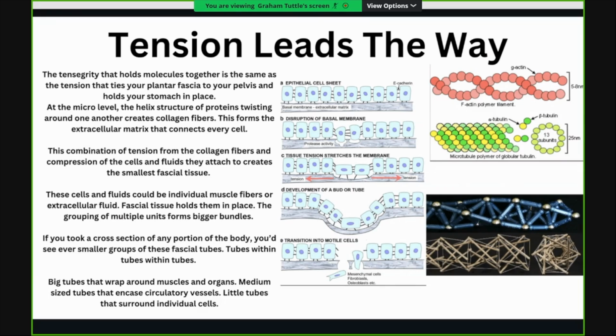So at the micro level, the helix structure, which is this bending thing, of proteins twisting around one another creates collagen fibers. This forms the extracellular matrix that connects every cell. So you start to see this web of things. And within that web, the combination of tension from the collagen fibers and the compression of the cells and fluids they attach to creates the smallest fascial tissues. And so you start to see this pushing and pulling, and this is a divergence. This is an example of cells starting to pull apart and remodeling.